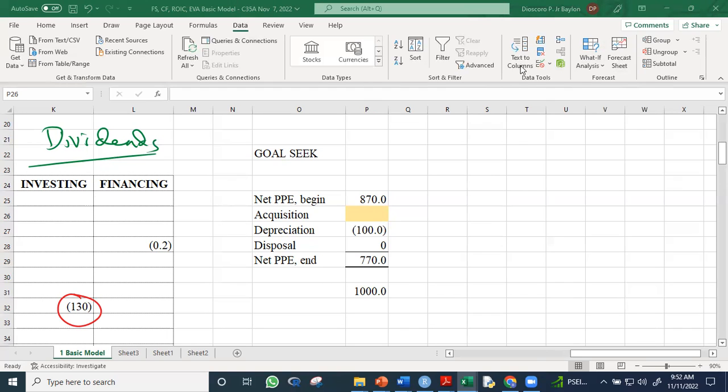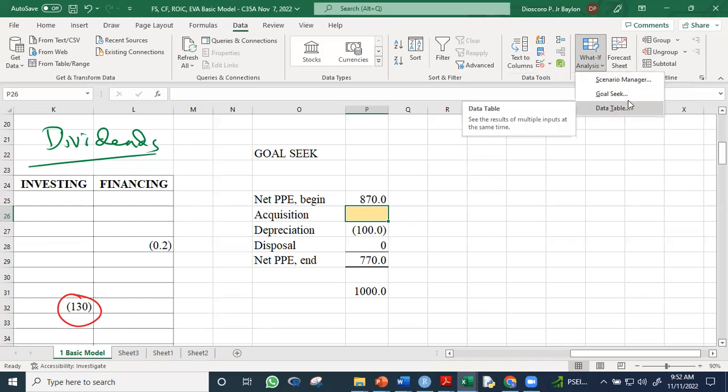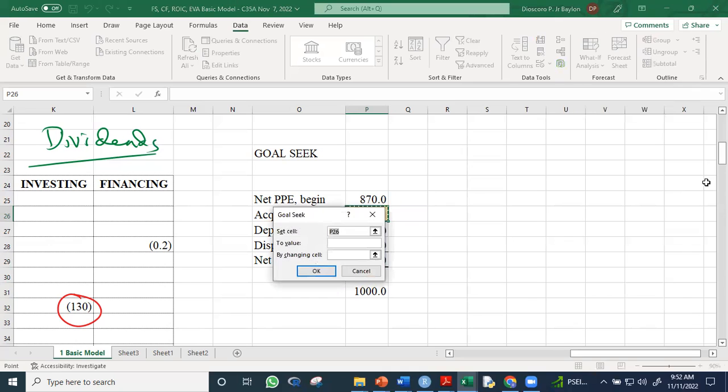So let's make use of that. What if analysis, another name for this is sensitivity analysis. Sensitivity analysis asks the question, what if? That's the question being asked by sensitivity analysis. So let's go here. What if analysis, and there are three tools here in Excel: scenario manager, goal seek, and data table. Let's use goal seek here.